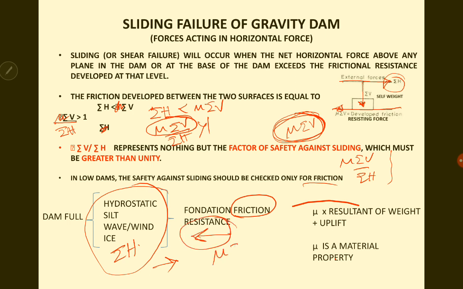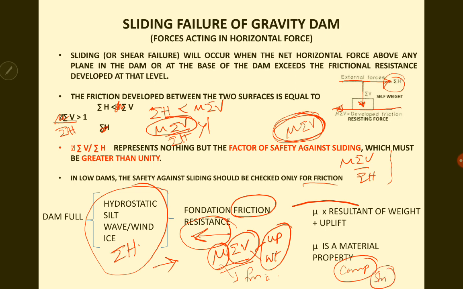It will be equal to mu into sigma V, that is, friction, the coefficient of friction into the normal reaction. Now the normal reaction, or otherwise V, will be mainly due to the weight and the uplift. The resultant of weight and the uplift will give you the sigma V value. And then mu is actually a material property again, that is the friction coefficient. So you can say that compressive failure, crushing failure, is actually a material property. Sliding failure to some extent is also a material property, because the mu value comes here. Mu is basically based upon the material property.